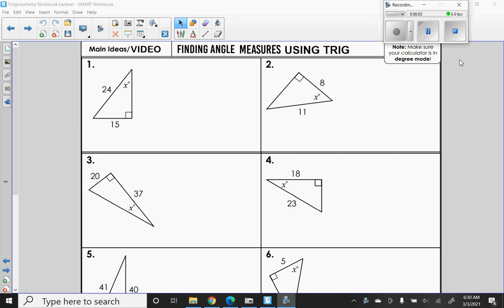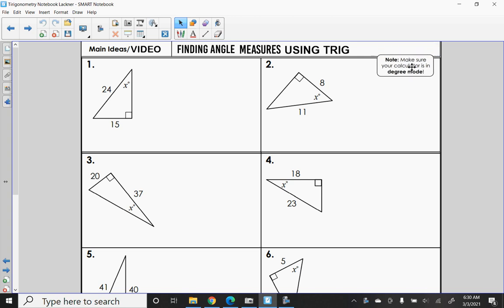All right. Finding angle measures using trig. Once again, I'll briefly talk about if you have a calculator that is not on your phone, you'll have to hit mode and make sure it's in degree mode. It should say DEG and be highlighted. In my opinion, finding angle measurements are a lot easier than finding sides.